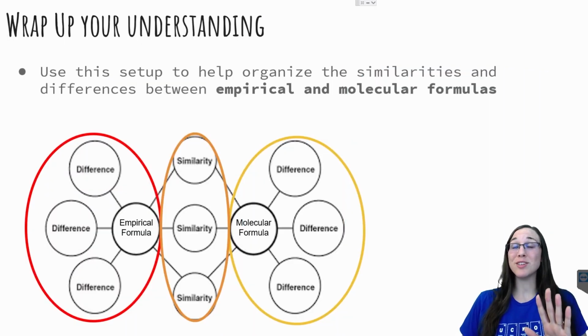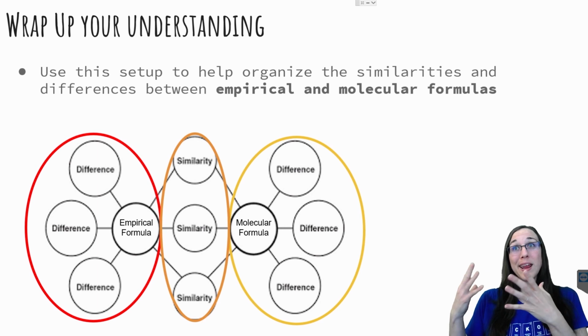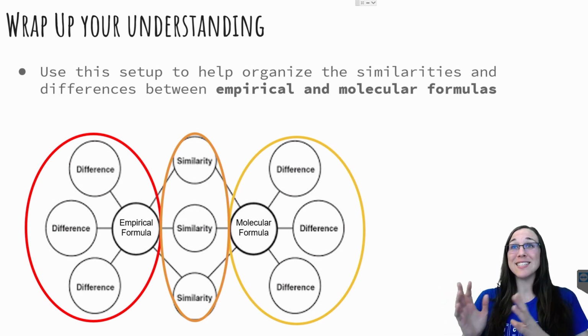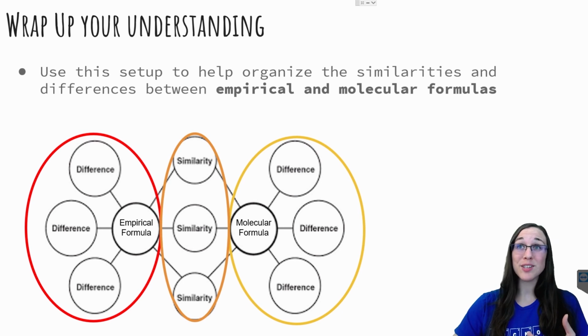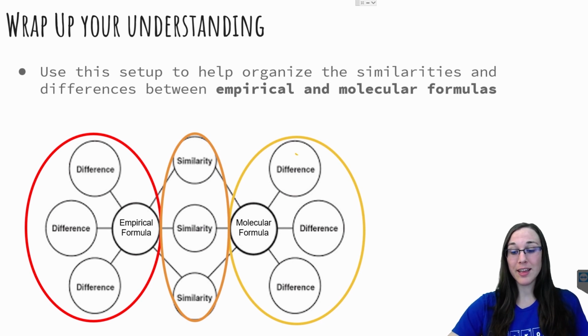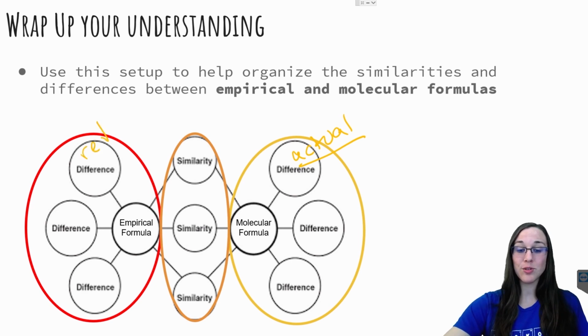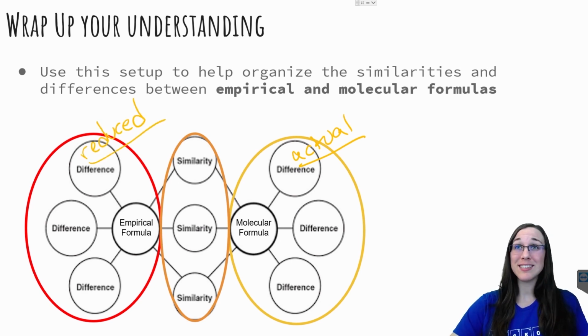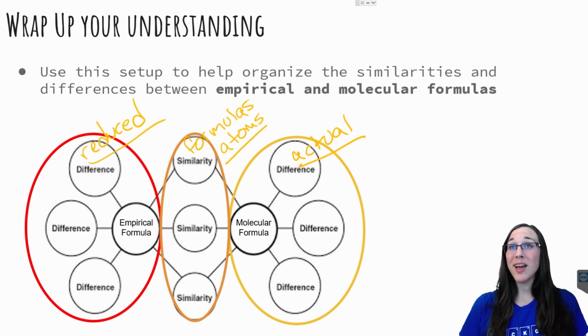In order to make sure that you understand the differences between these two types of formulas, empirical and molecular, I highly recommend that you draw one of these little brain map charts to organize the differences and similarities. So for example, the difference for a molecular formula versus an empirical formula for one of these bubbles is that the molecular formula is the actual molecule's formula, while the empirical formula is the reduced form of it. A similarity, however, is that they're both formulas that both contain a certain number of atoms. Go ahead and try filling out the rest of these bubbles to make sure that you understand the differences and similarities between empirical and molecular formulas.